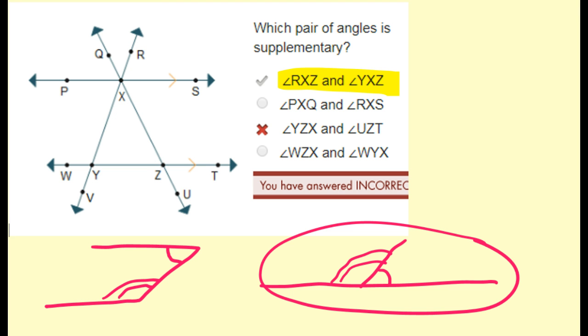Now, if you selected this third option, let's just look at that one and see why that one is not going to be supplementary. So we have angle YZX. So angle YZX is right here. And then we have angle UZT. So angle UZT. Well, these angles are vertical angles, so they are equal. But there's nothing that tells us that they will add up to 180, which is what supplementary means.